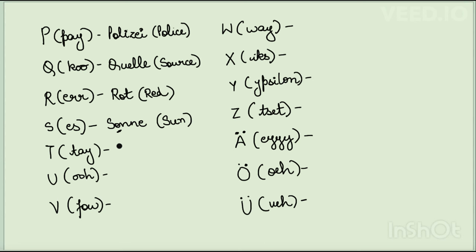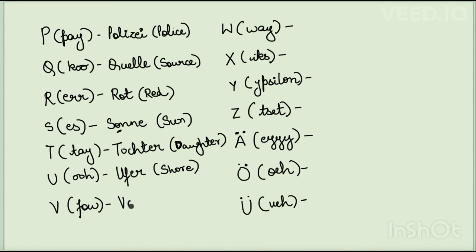Next, Te. Tochter, which means daughter. U. Ufer, which means shore. Fau. Vogel, which means bird. We. Wasser, which means water.